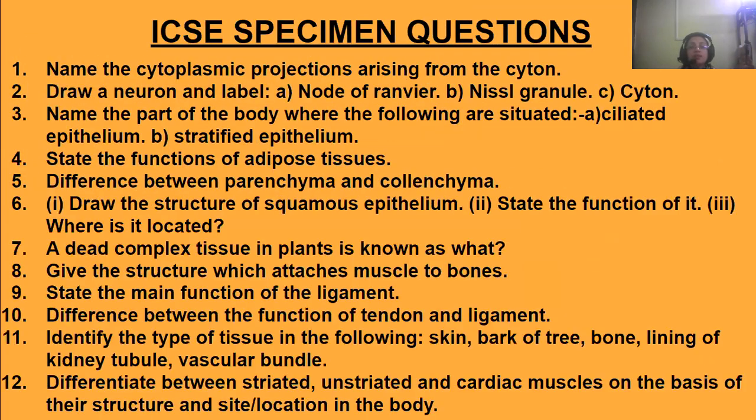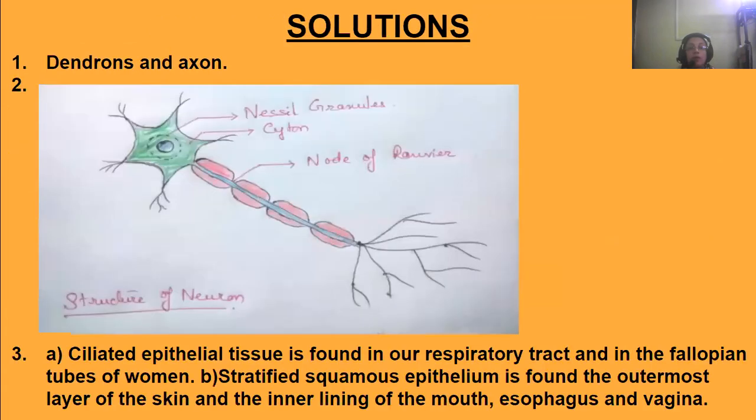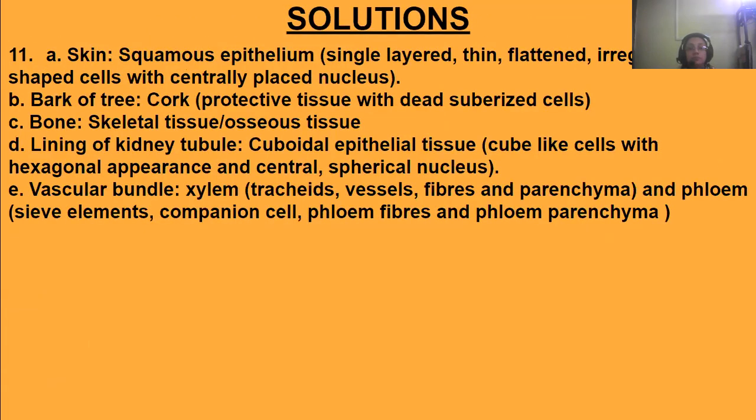Next: identify the type of tissue in the following: the skin, bark of tree, bone, lining of the kidney tubule, and vascular bundle. The skin is made up of squamous epithelium, which is single layered, with thin, flattened, irregularly shaped cells with a centrally placed nucleus.